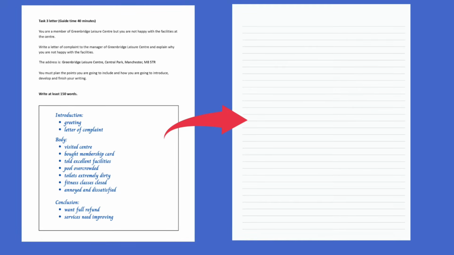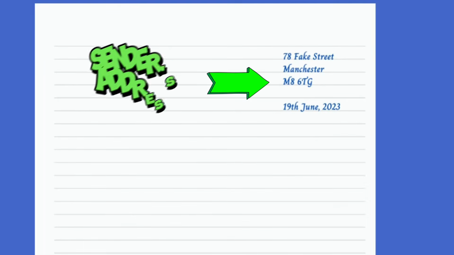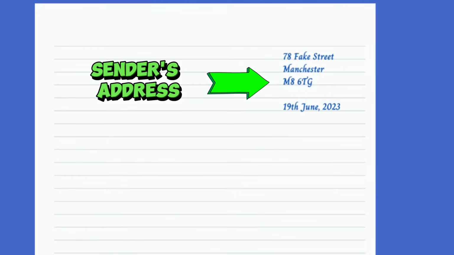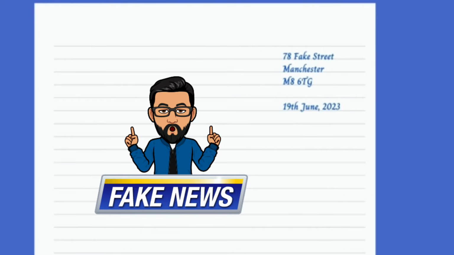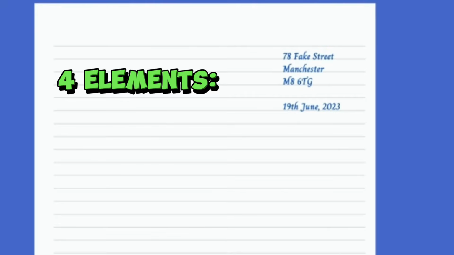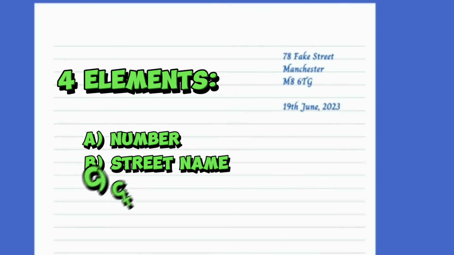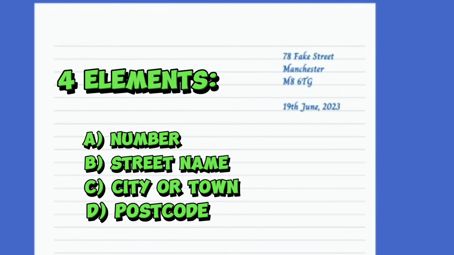So now you will start writing your letter. The first thing you have to do is write your address in the formal letter on the top right side. Write your address and then the date on the top right side. Remember, it does not have to be your real address. This is a fake address, 78 Fake Street, Manchester. But the important thing about an address is it should have 4 elements: number, street name, city or town, and postcode. These are the 4 elements an address needs to have.